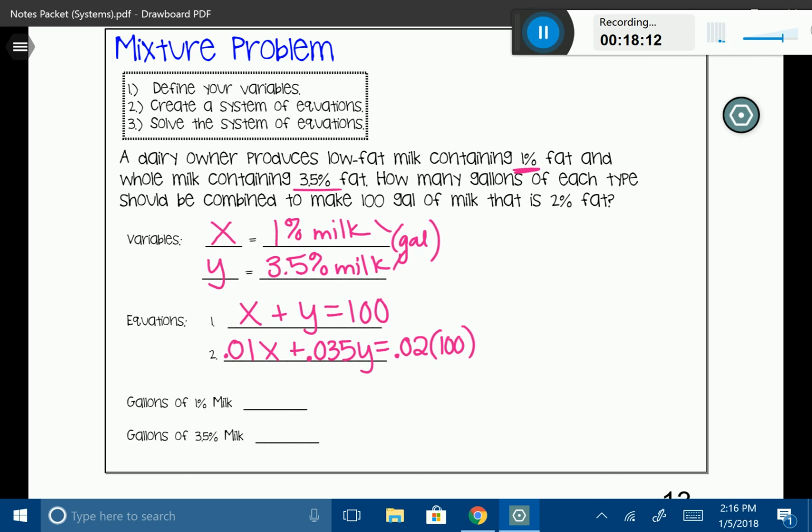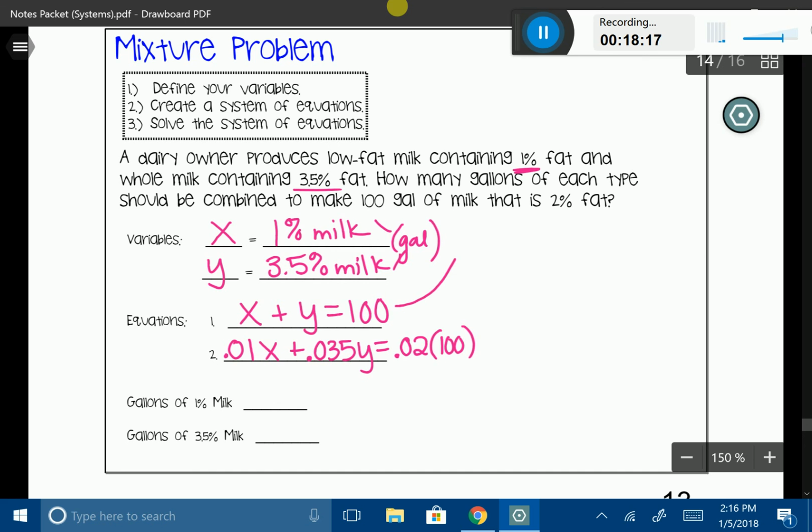All right. So I personally think that substitution is going to be the best method here. So I'm going to take that first equation and I'm just going to solve it for X. You can solve it for Y if you prefer, but it's going to give me 100 minus Y. Now I'm going to plug it into my second equation. So 0.01, multiplied by 100 minus Y, and then I'm going to add 0.035Y, and I'm going to set that equal to 2 because we know that 0.02 times 100 is going to be 2, so I'm just going to keep it at 2.